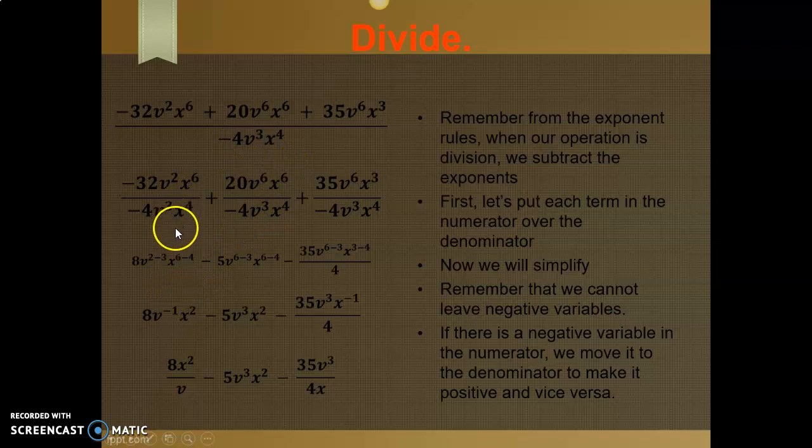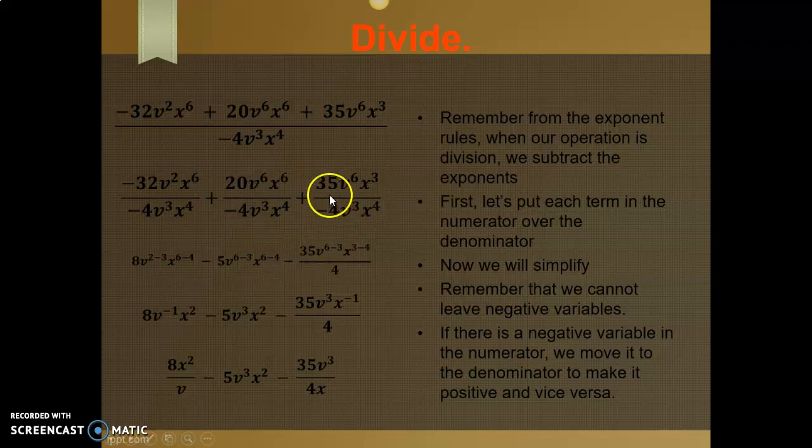Next, we'll apply our exponent rule and also dividing fractions. So here, negative 32 divided by negative 4 will give us a positive 8. Doing our exponent rule, we'll have subtraction for our exponents. So we'll end up with v raised to the 2 minus 3 and x raised to the 6 minus 4. Then, again, dividing fractions, 20 divided by negative 4 will give us a negative 5. Applying an exponent rule, we'll have v to the 6 minus 3, x to the 6 minus 4.